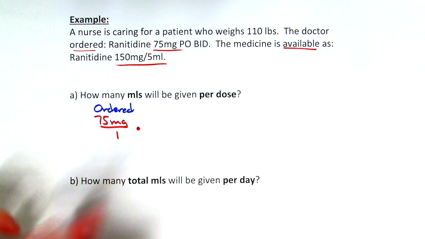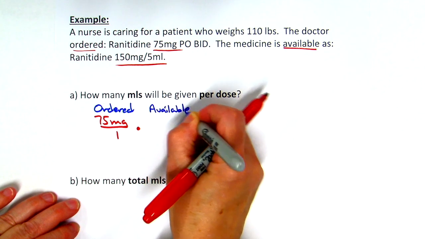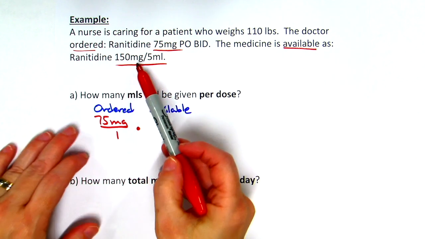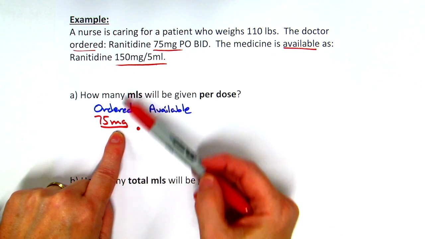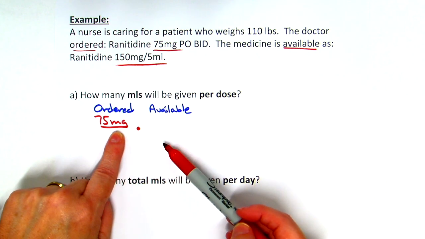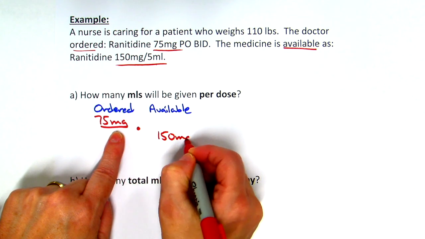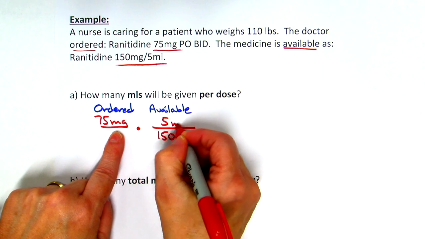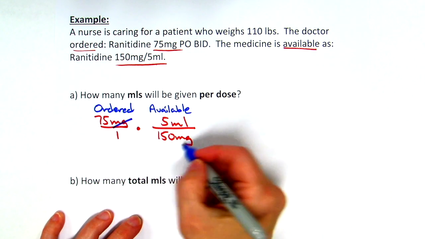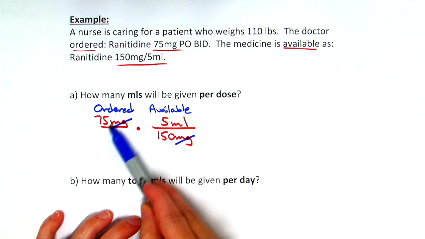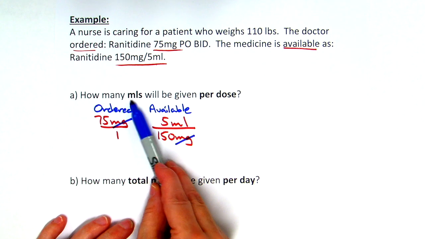So how am I going to line this up? I want to make labels cross out. It's available as milligrams and milliliters. My first one has milligrams, so the only part that matches is the milligrams. I need the milligrams on the bottom so it will cross out. So I'm going to write the 150 milligrams on the bottom and the 5 milliliters on the top. That allows me to cross out milligrams and milligrams. Take a look at everything that's left. The only label that's left is mLs. That's what the question asked for: how many milliliters will be given per dose?